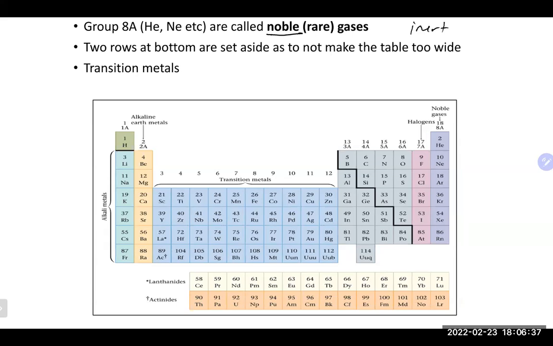The 2 rows on the bottom are actually set aside so your periodic table doesn't take up the entire wall. If we follow the numbering, this is 56, that's 57, and then we jump to 72. The row that should be right there is actually 58. Same thing right below it: we go 88, 89, and then 104. The 90 here is what should go here. So these 2 rows at the bottom should, technically speaking, go right there on the periodic table.